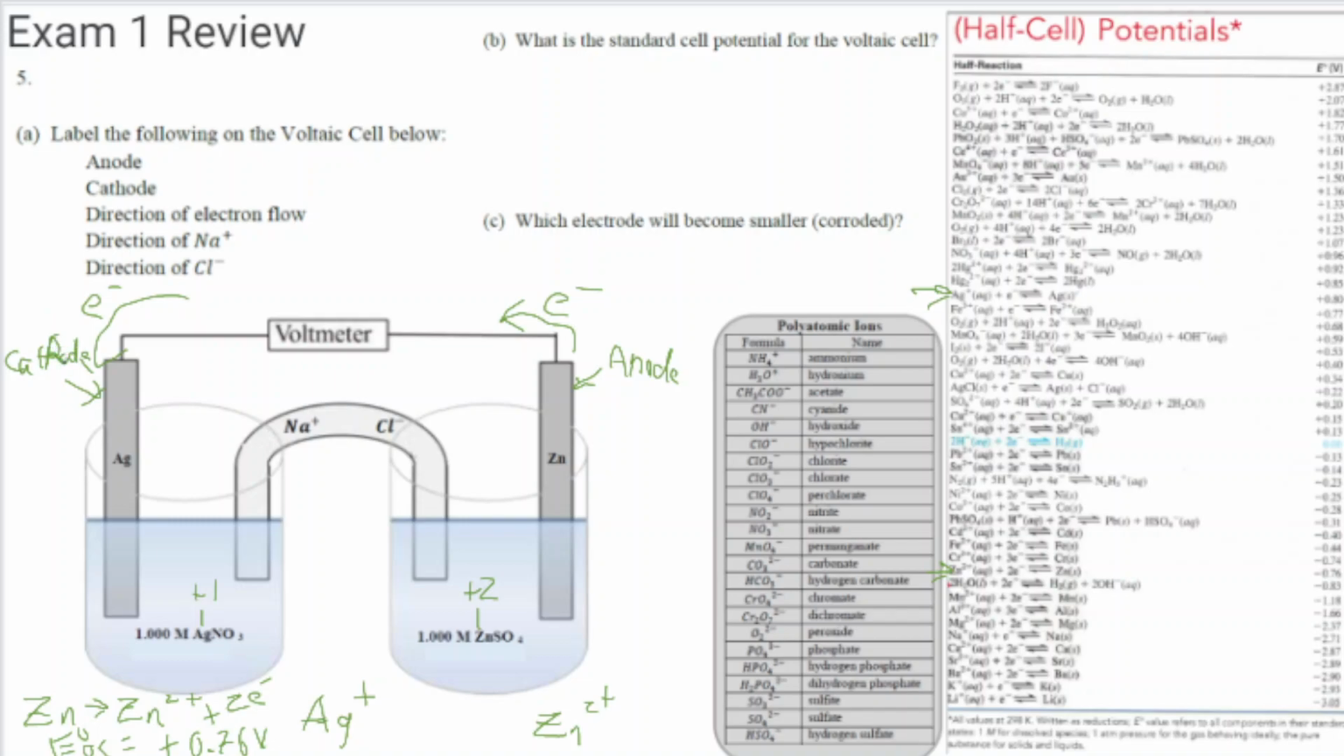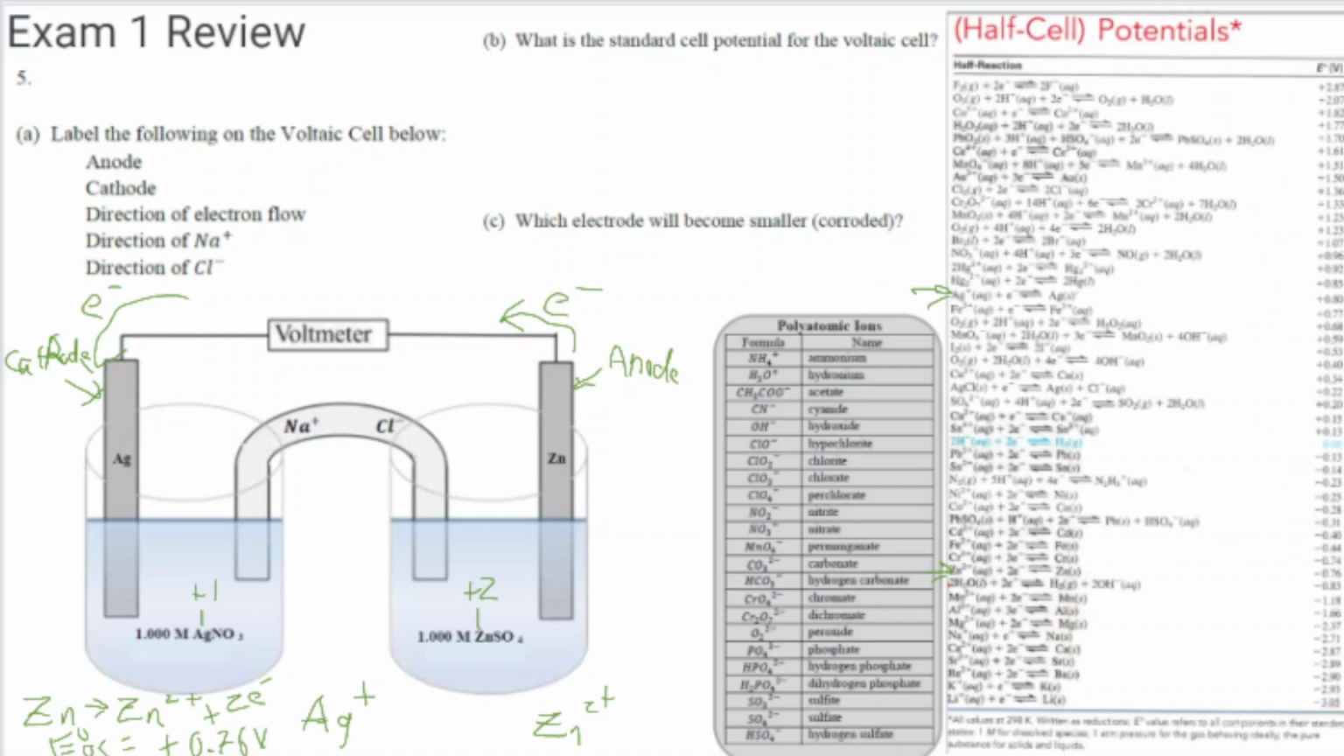The other way you can remember it is that anode starts with an A, starts with a vowel, and this is our oxidation. So whatever is being oxidized, like zinc, that begins with a vowel as well. The O is a vowel, and so those are the same. So whatever is being oxidized is the anode. Whatever electrode is connected to the thing that's being reduced is going to be the cathode.